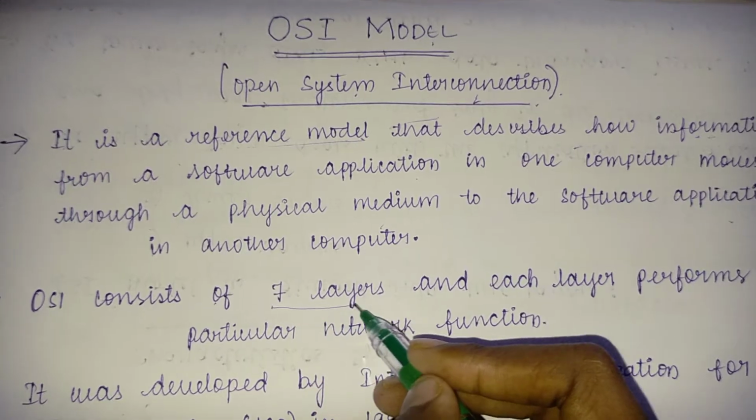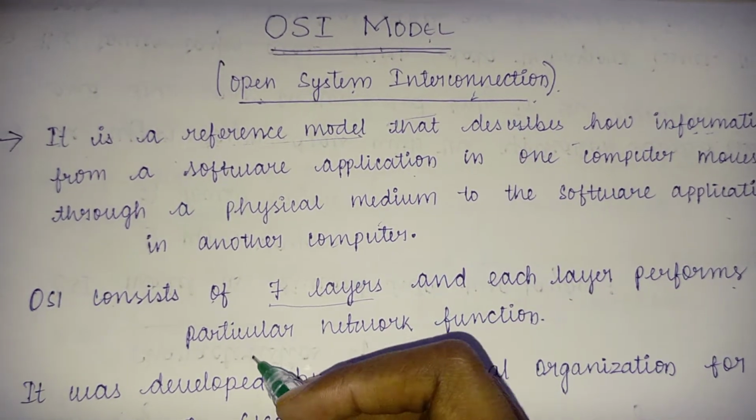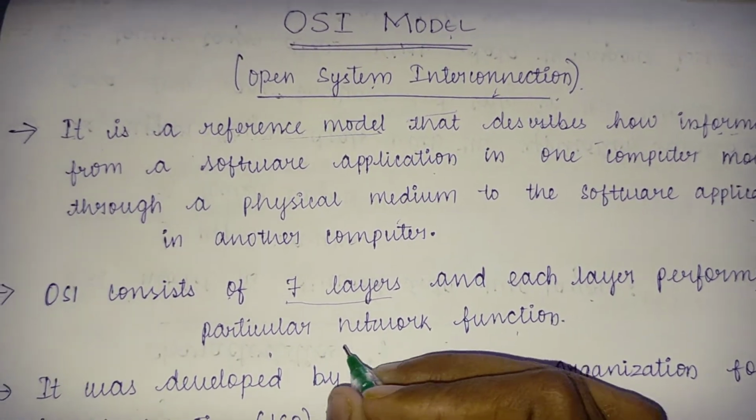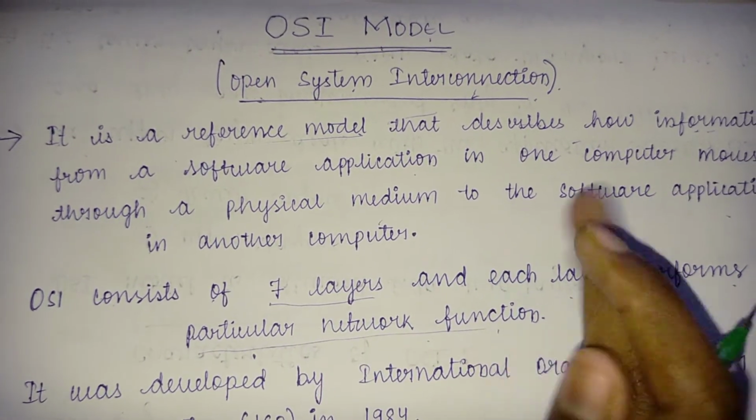Next, OSI consists of 7 layers. So OSI consists of how many layers? 7 layers, and each layer performs a particular network function. So what does it do? It performs a particular network function, right?